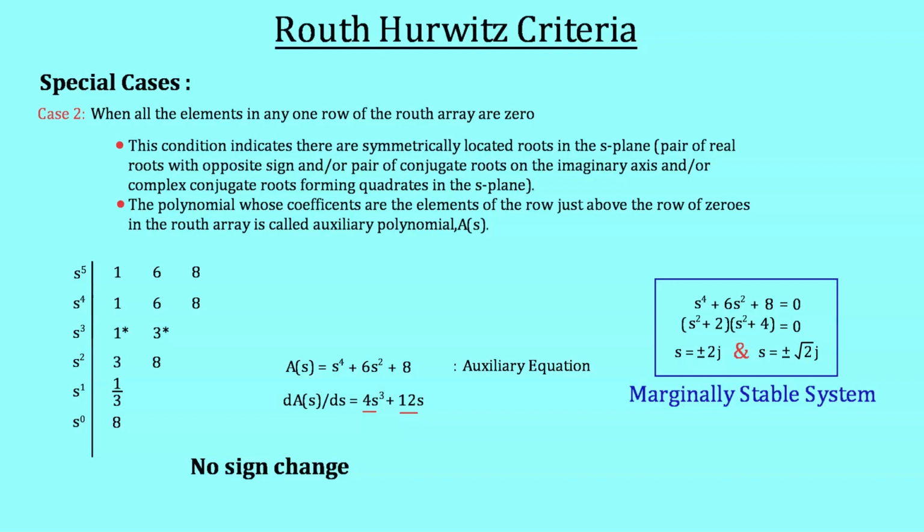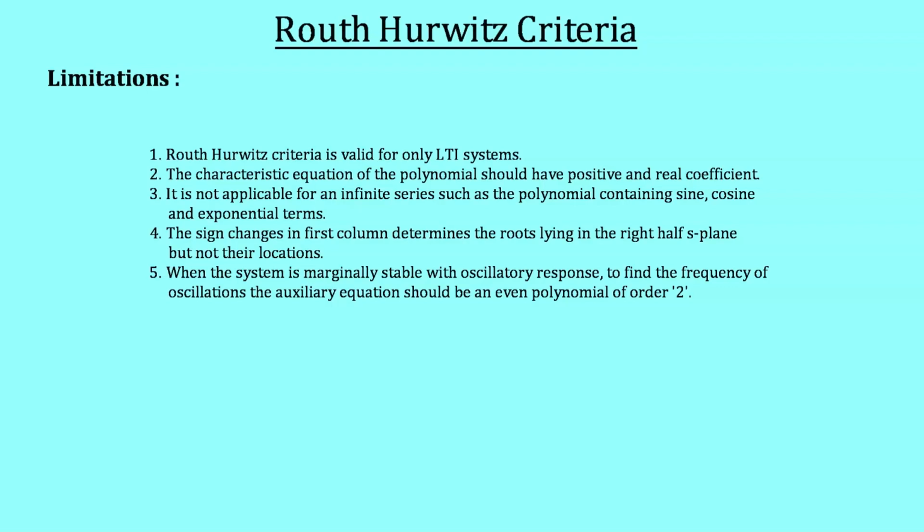These special cases may be a little bit lengthy, but still these are not difficult at all. Now let's see some limitations of Routh-Hurwitz criteria. It is only valid for LTI systems. The characteristic equation of the polynomial should have positive and real coefficients. It is not applicable for an infinite series such as polynomial containing sine, cosine and exponential terms.